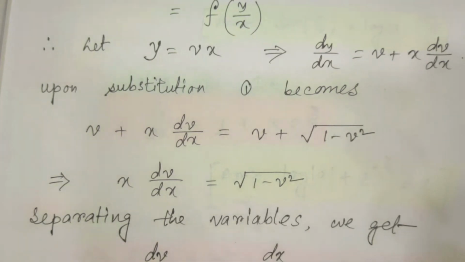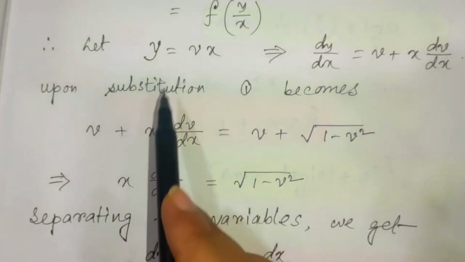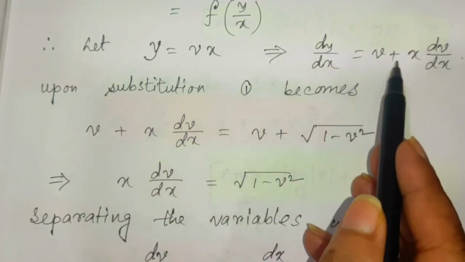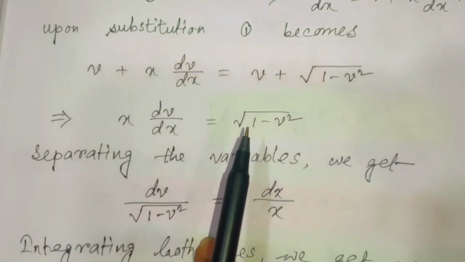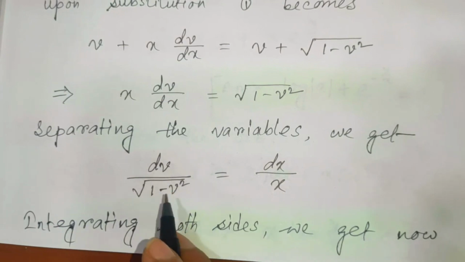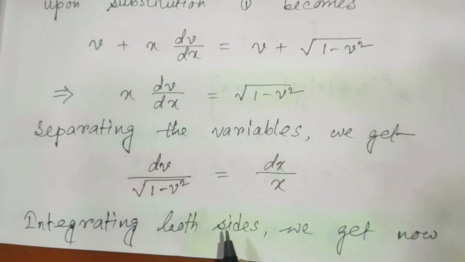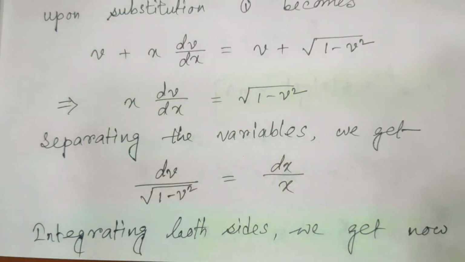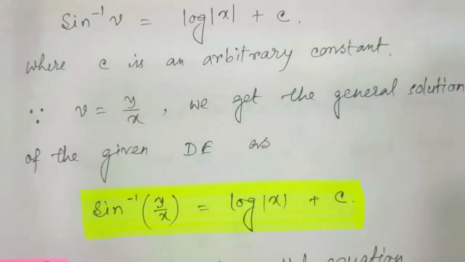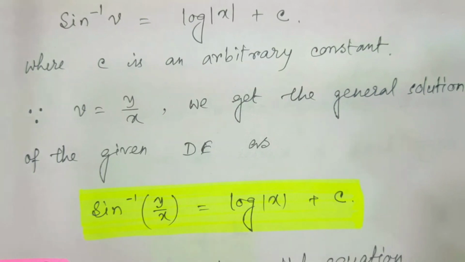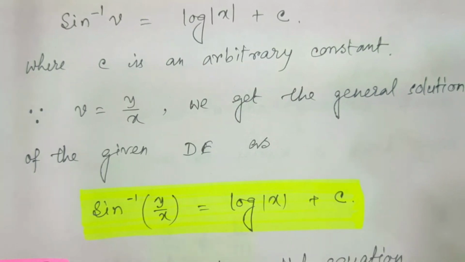We should solve it. We just substitute the value of y by x and dy by dx in terms of v and x, and after simplification we find out dv divided by root over of 1 minus v square is equals to dx by x. So now integrating on both sides, we get sin inverse v is equals to log x plus c, where c is the arbitrary constant, and if we substitute v for y by x, then we shall find out the general solution as sin inverse y by x is equals to log x plus c.